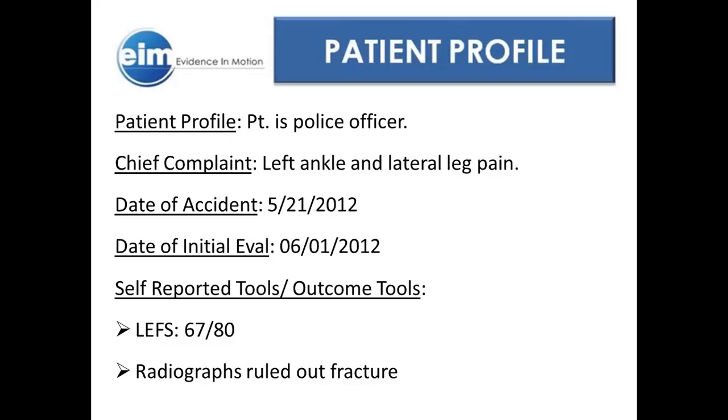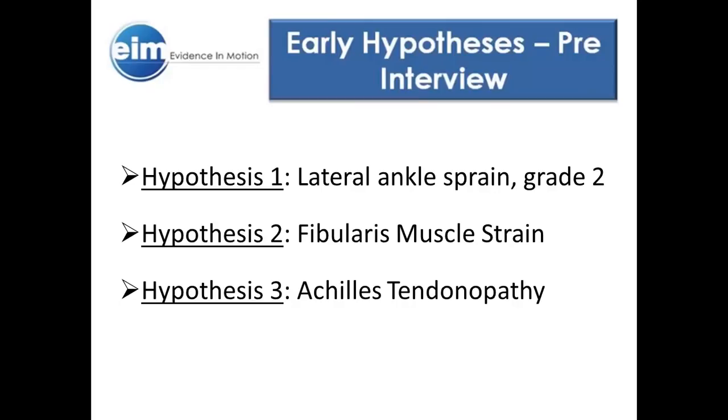When I was allowed to look at the rest of the medical chart, I discovered that the patient was a police officer. His chief complaint was left ankle pain and lateral ankle leg pain, and it was 11 days after the accident. The LEFS was 67 out of 80, and the radiographs ruled out fracture. So the physician asked us to evaluate and treat for a lateral ankle sprain. These findings only slightly changed my early hypotheses, changed the tertiary hypothesis to Achilles tendinopathy.